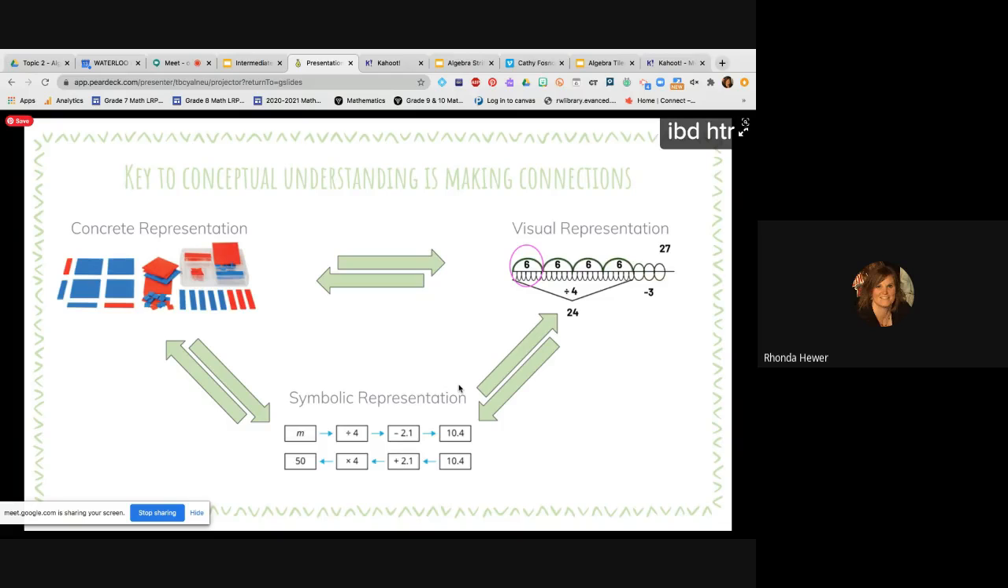So when you've done a problem with the class and you've exposed them to all these different ways of thinking about algebra, you are now probably going to take a representation from each category and connect those. So we added 3 algebra tiles here. Where do we see that in the visual representation? Where does that show up down here in the symbolic representation? Where are we seeing this +3 in all 3 of these different representations? That's going to make those connections for the students, which is then going to develop that conceptual understanding.